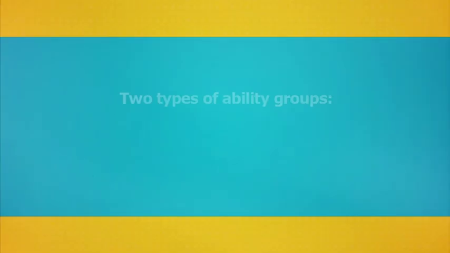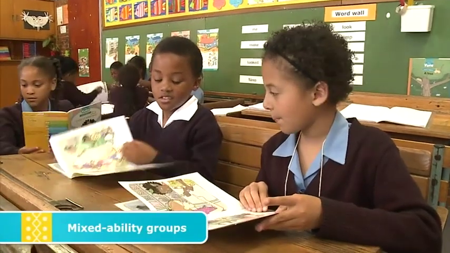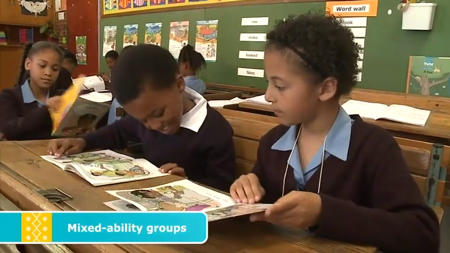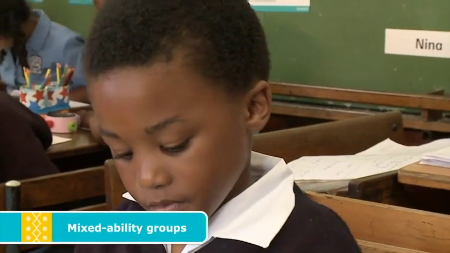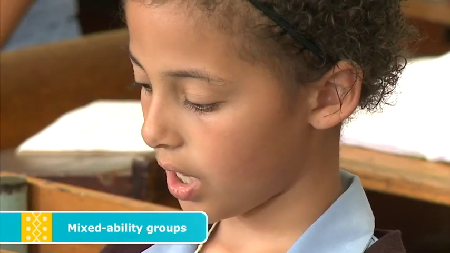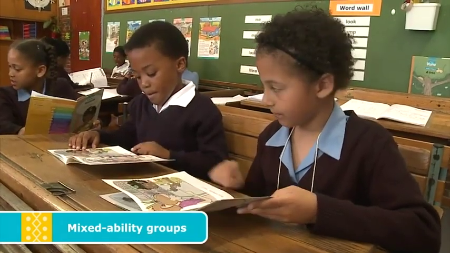For these reading lessons, we distinguish between two types of ability groups. One is the same ability groups, and the other mixed ability groups. With mixed ability groups, learners with different reading abilities are placed in the same group or pair. Mixed ability groups are useful because weaker readers can learn from and be helped by stronger readers. Mixed ability grouping is useful for paired reading.